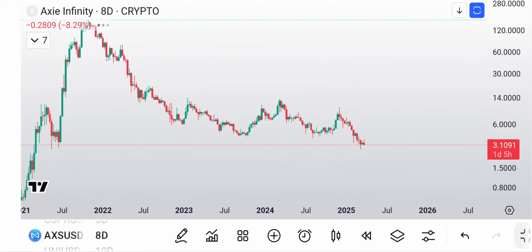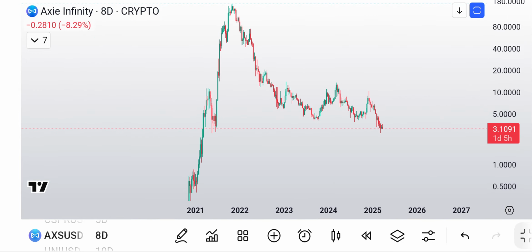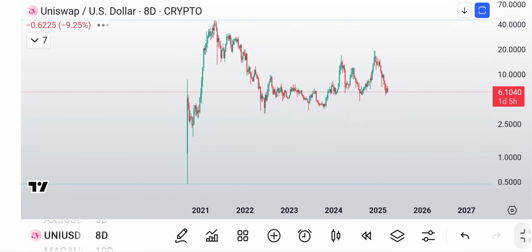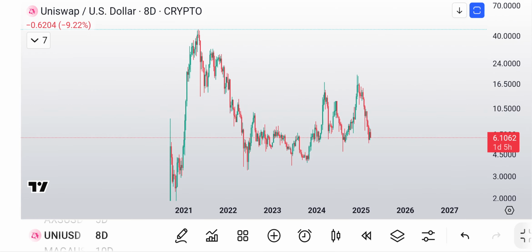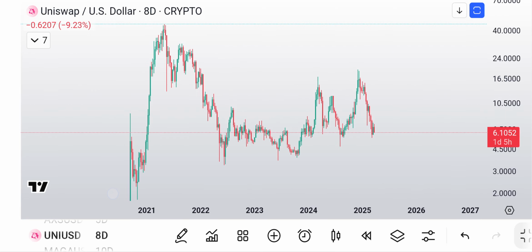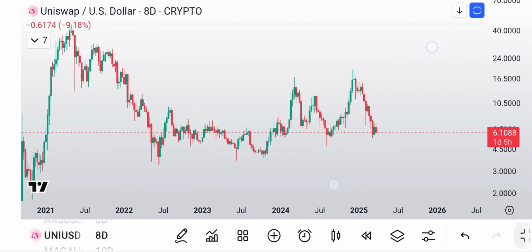Casper, Axios, Infinity, Uniswap. Yeah, Uniswap looks like it could be almost finished here. I mean, is that a diag? Is that 1, 2, 3, 4, 5? I don't know. Or is that 1, 2, 1, 2, 1, 2? Whatever. I mean, we're right at this support area here.